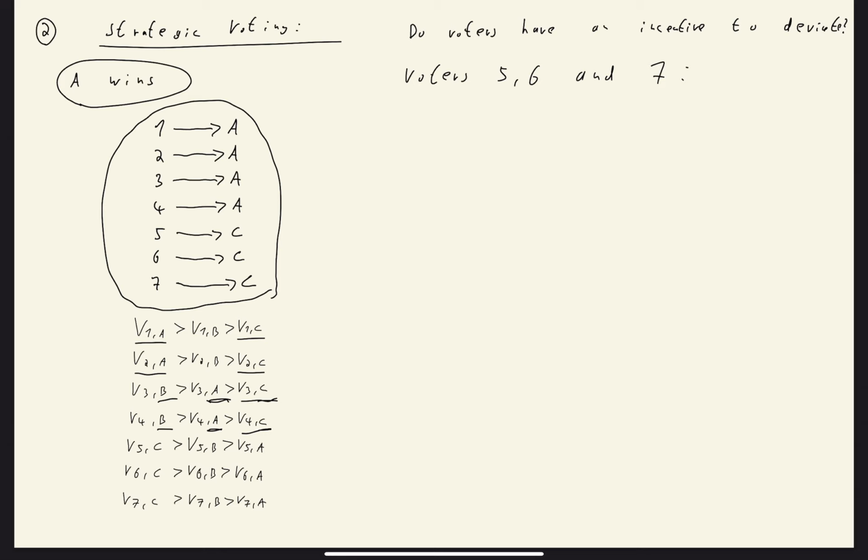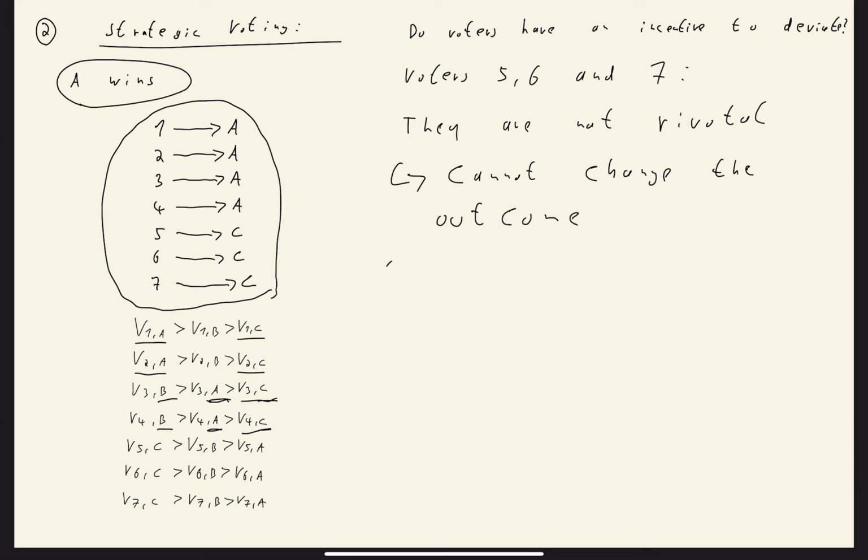So they are not pivotal, which means that they cannot change the outcome. And hence they have no incentive to deviate. They're basically indifferent. No incentive to deviate.